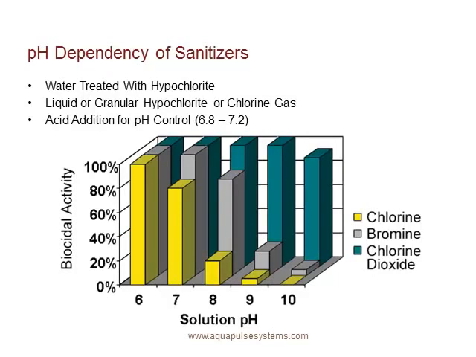Some sanitizers, such as chlorine, bromine, and iodine, are pH dependent. In this example, you can see in the yellow graph for chlorine, its activity is great at a pH of 6, but is very low at a pH of 9 or 10. Bromine follows a similar pattern. Chlorine dioxide, peroxides, peroxyacetic acid, and ozone are not pH dependent.